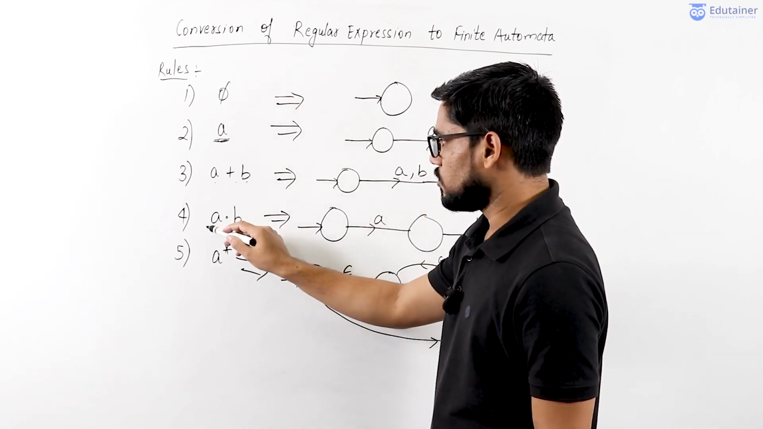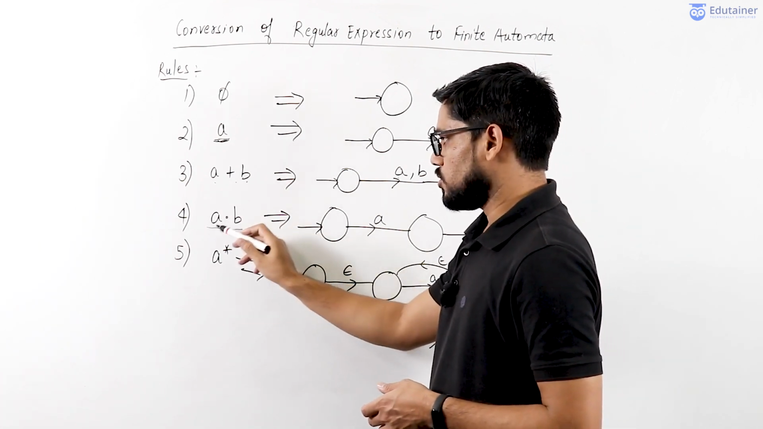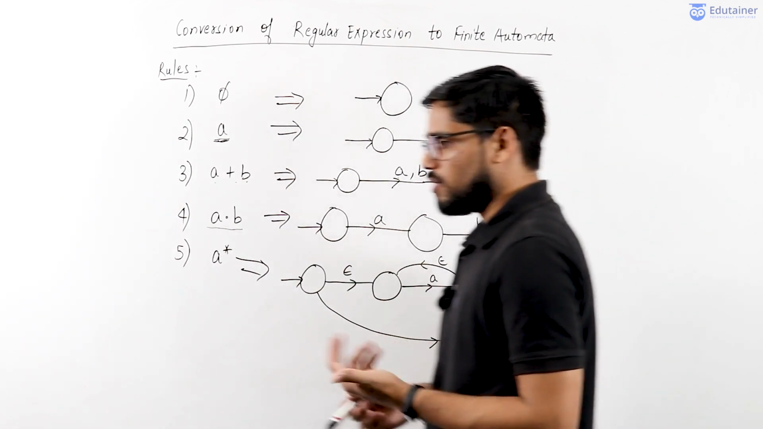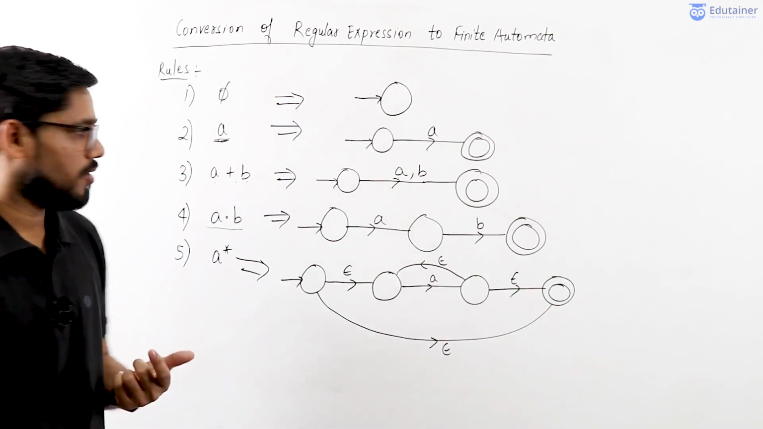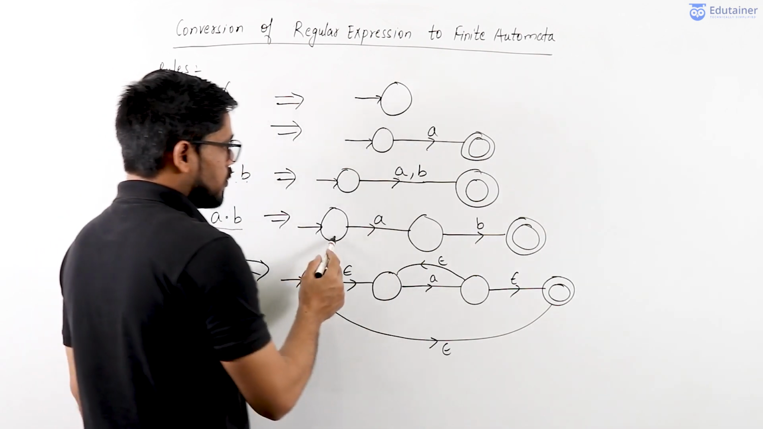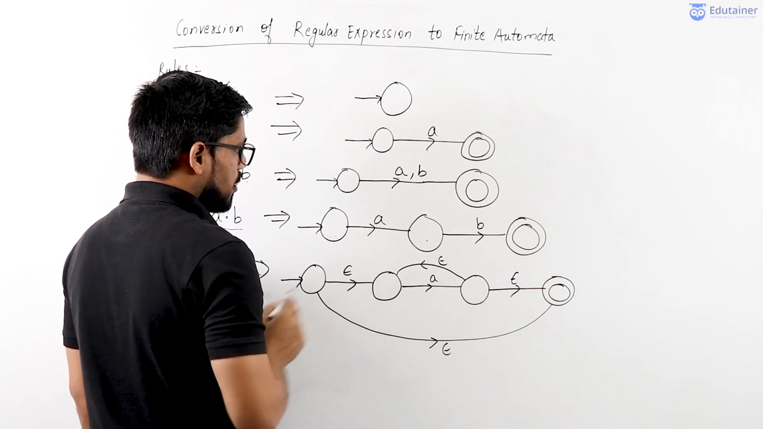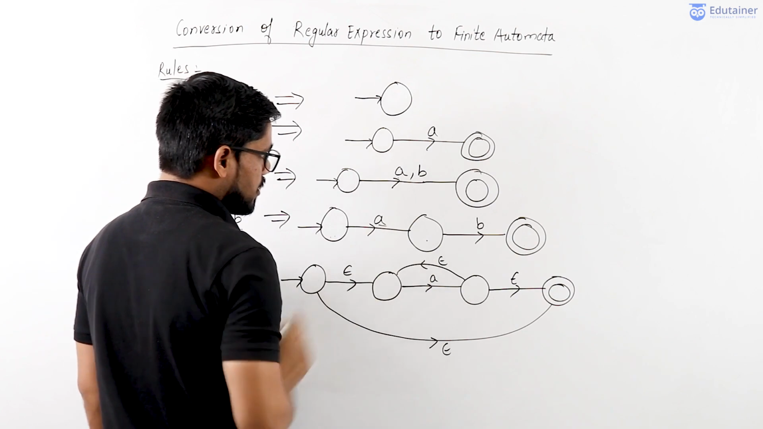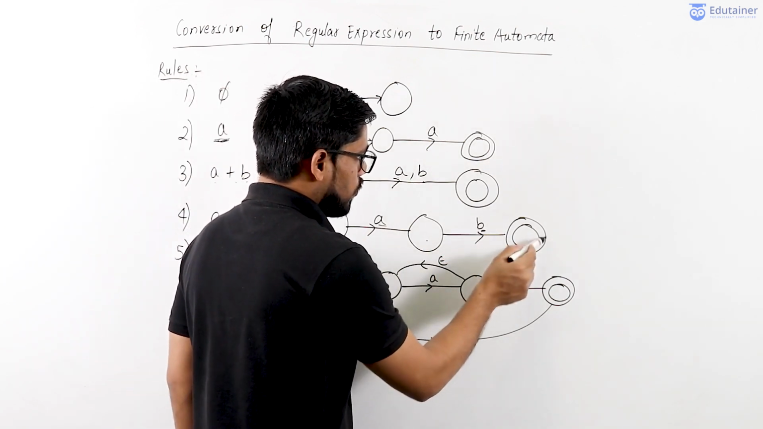The fourth operation is the concatenation operation. Concatenation operation is dot. So A dot B. If any regular expression contains two different input alphabets and the concatenation operation is applied on them, then this will be converted to finite automata by using three different states. One is the initial state. On the initial state, if you take a transition on input alphabet A, you will go to the second state, and again if you take a transition on input alphabet B, you will go to the final state.